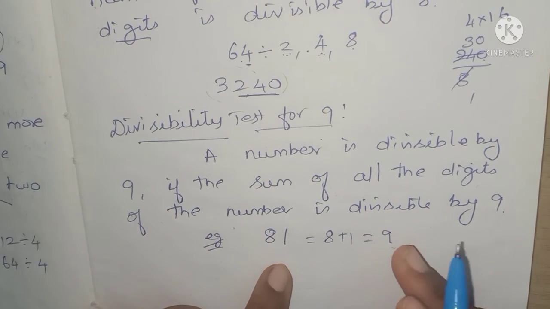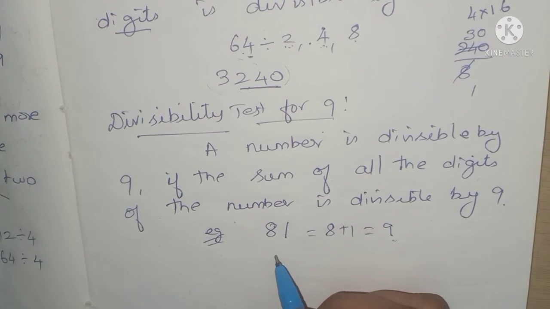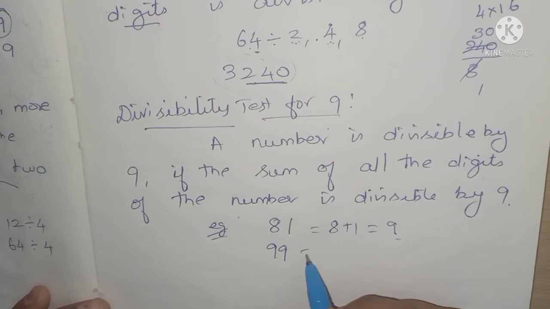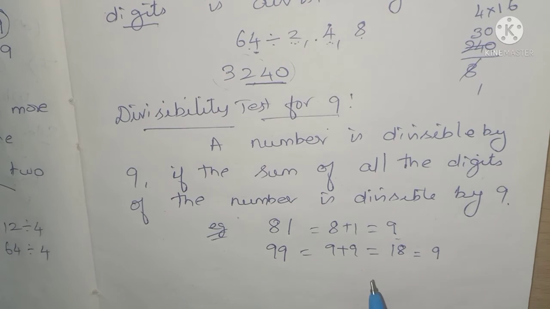Let me say some more examples. We just consider 99. So 9 plus 9 is equal to 18. So 1 plus 8 is equal to 9. So this number is divisible by 9. So we say that the entire number 99 is divisible by 9.